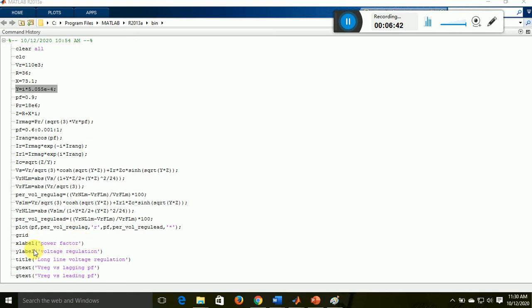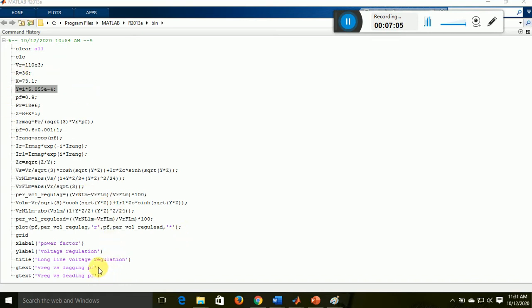So xlabel is the power factor, ylabel is the voltage regulation, and the title that will be plotted is long line voltage regulation. The text that will appear once we run this program is V regulation versus lagging power factor and V regulation versus leading power factor. So here we are finding for both the power factors.